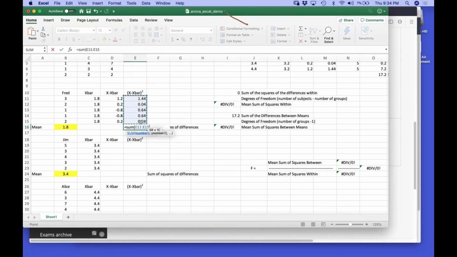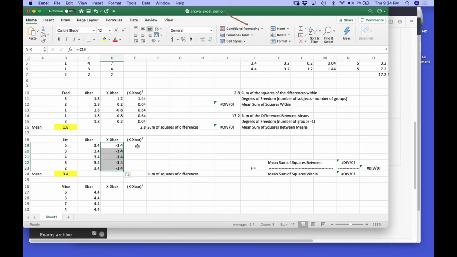And what is that called? That's called the sum of the squares of the differences. And what do we do with that? Usually what we do is we divide by the sample size, take the square root, and that gives us the standard deviation. But right now I'm happy just getting the sum of the squares of the differences. I'm going to do the same thing here, and copy this down. Okay, I'm going to add these together.